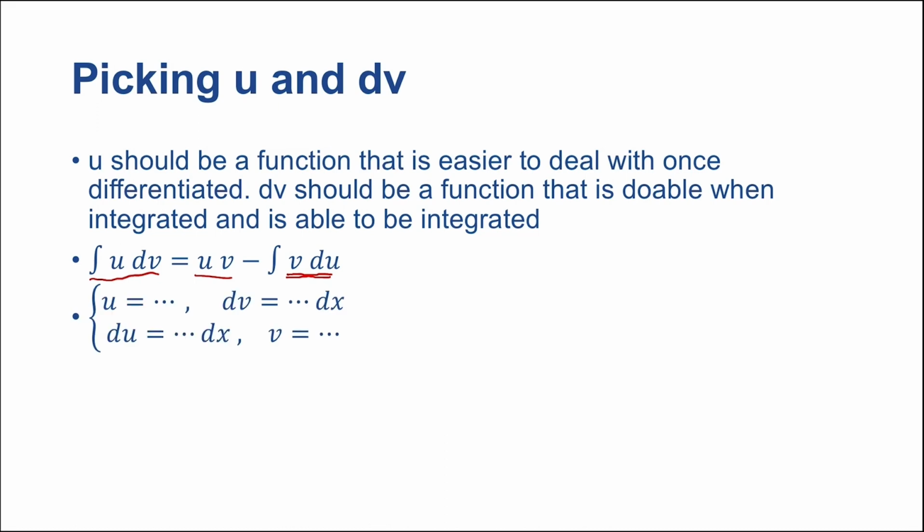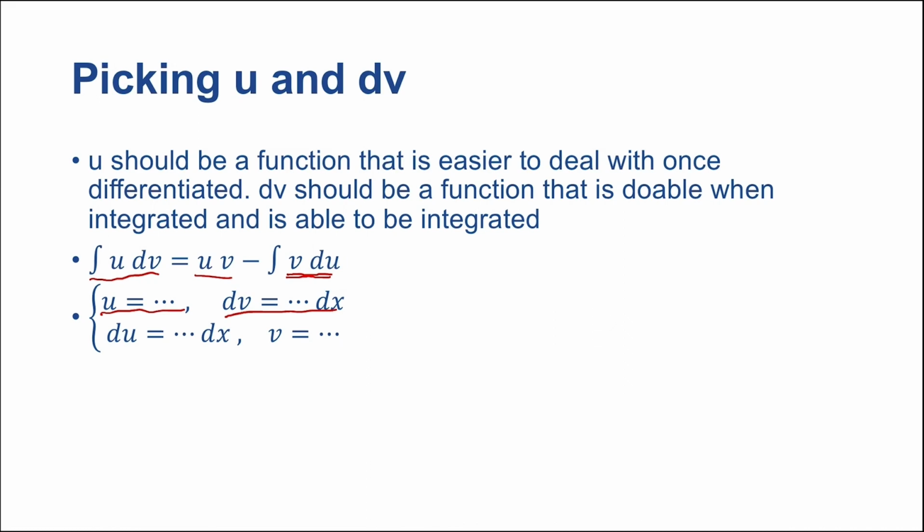So this is what the bracket looks like. We pick a u here, and we pick a dv here, and if it's a dv, it always has a dx on it, and if it's a du, it always has a dx. So what we do is when we find u and dv, we integrate dv to find v, and we differentiate u to find du. So now let's talk about which functions we should pick.